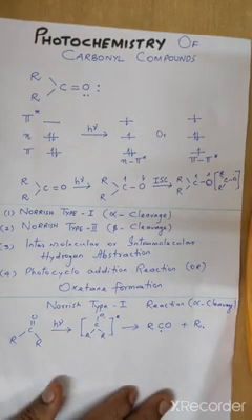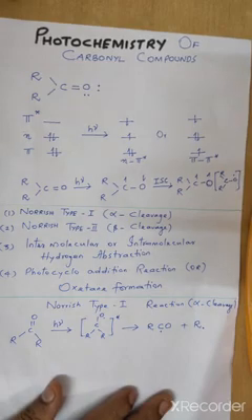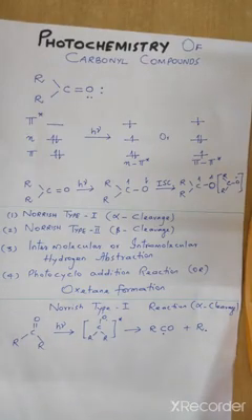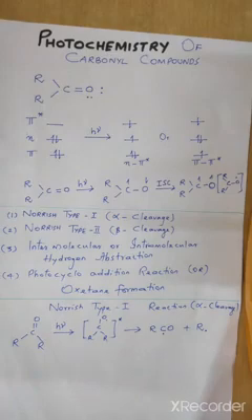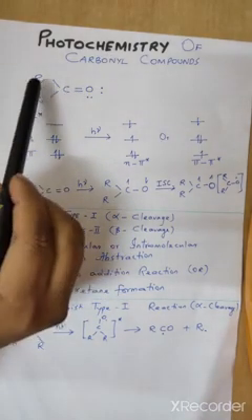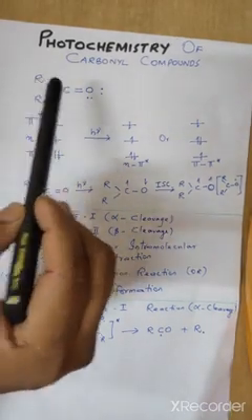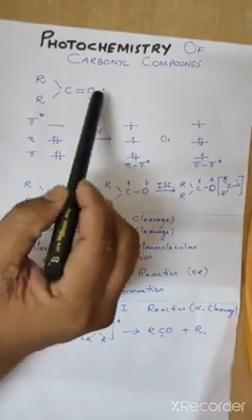Yesterday we discussed the Jablonski diagram. Now we pass on to the photochemistry of carbonyl compounds. In this video, if it is a carbonyl compound, there is a ketone, C double bond O.